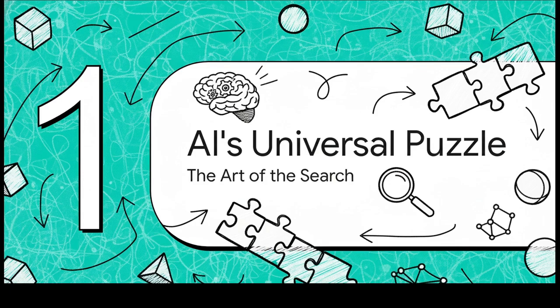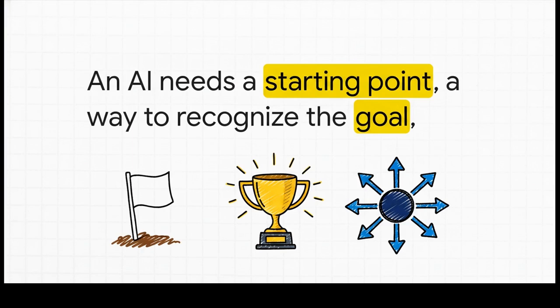We're going to break down the absolute essentials, the building blocks an AI uses to understand any problem you throw at it. Okay, so what does an AI need to even begin its search? It really just boils down to three basic things. Think of it like a recipe. First, you need a starting point, right? We call that the initial state.